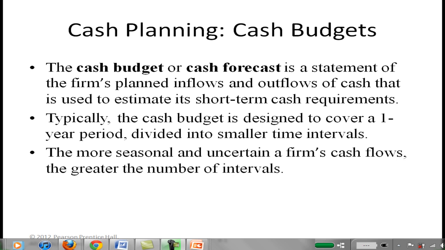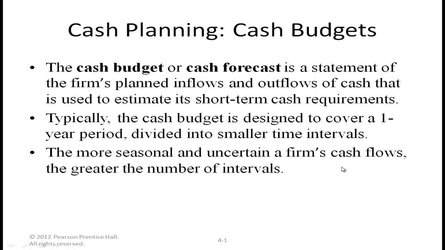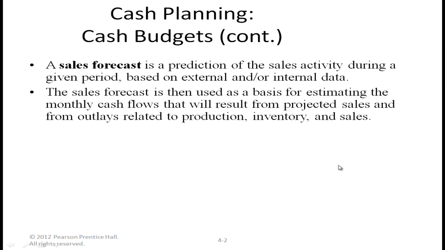Now, typically we look at a cash budget over a 1-year period, but we can also divide it into smaller intervals if we have a lot of seasonal fluctuations or there's a lot of uncertainty in the cash flows. So what we usually do is begin with a sales forecast. Sales are generally easier to forecast than a lot of other things. You have a lot of data on sales, how much you've sold over the last year, 2 years, 10 years. You can sort out the seasonal variation, etc.